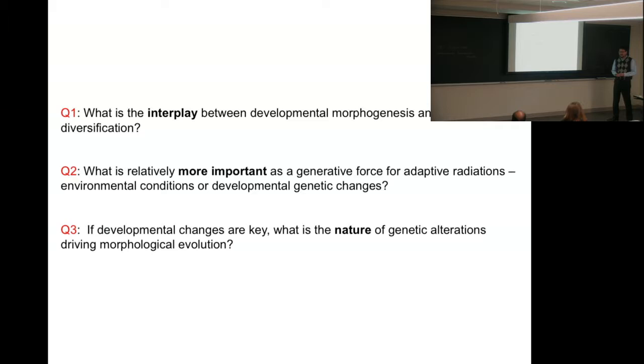So the several questions that I'll try to answer are, the first one: what is the interplay between developmental morphogenesis and evolutionary diversification? Question number two: what is relatively more important as a generating force for adaptive radiations, that is, environmental conditions, as is often postulated, or developmental genetic changes? And question number three: if developmental changes are key, if they are indeed important, what is the nature of the genetic alterations that are driving morphological evolution?